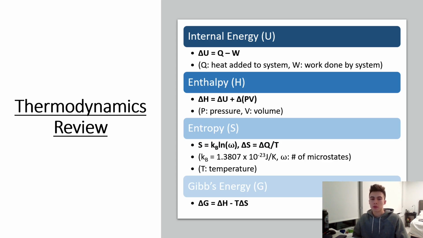And then another formula for the change in entropy, which is equal to the change in heat divided by the temperature. And then Gibbs energy: the change in Gibbs energy is equal to delta H minus T times delta S. And the reason why that's important is we can tell if a reaction, or say a process, is spontaneous in the forward direction.